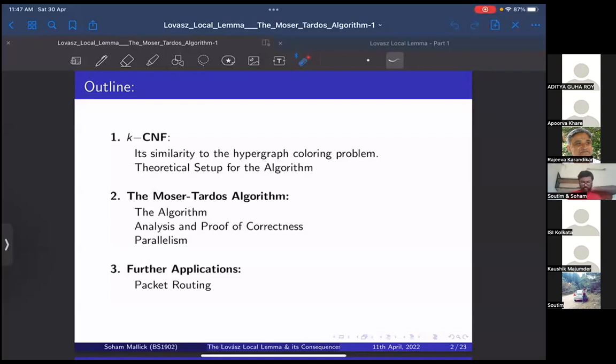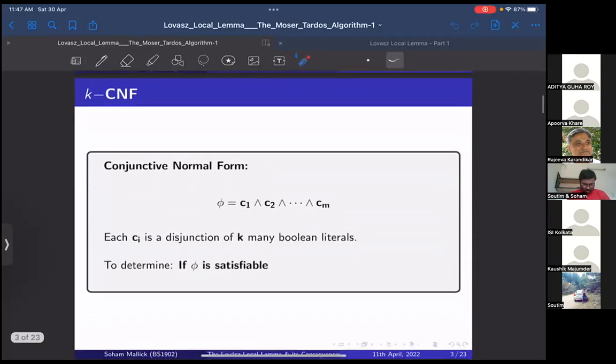We'll discuss something about the proof of correctness. We won't go into the details because I believe I don't have too much time. We'll discuss something about parallelism, and then we have something on packet routing as further applications of the LLL. So let's start.